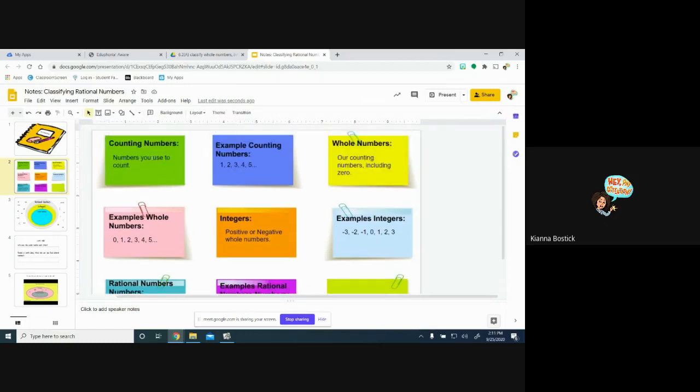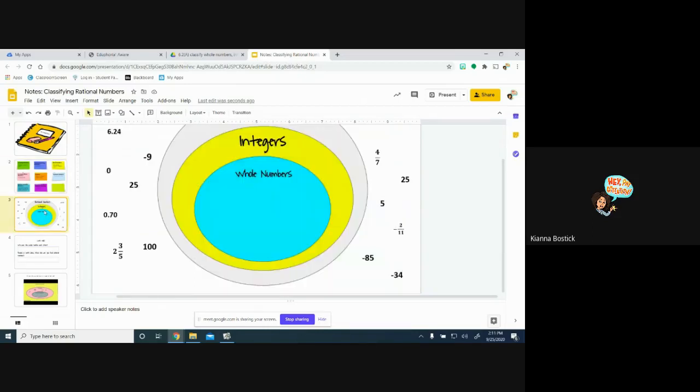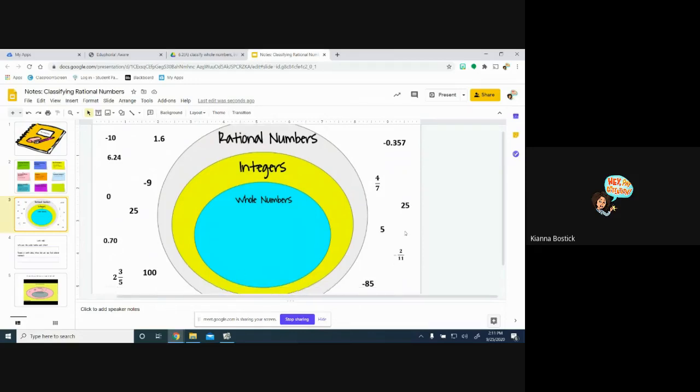So if you need to, you can pause the video, take a minute and review what our counting numbers are, whole numbers, integers, and rational numbers. Okay, and after that, we're going to go on to the next slide, and we're going to start classifying. So we're going to go ahead and drag and drop these numbers all around the circles into its correct spot.